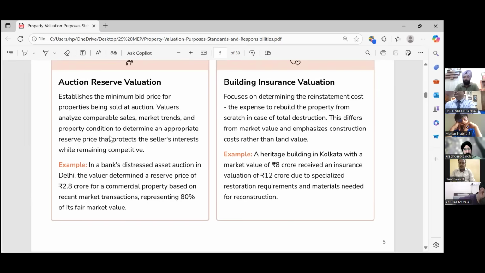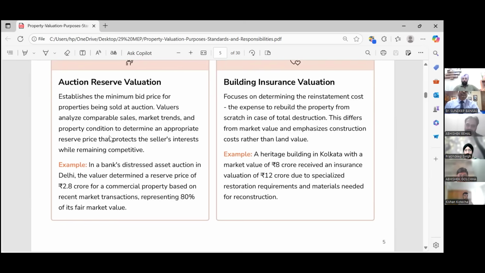Anybody who can tell what is this 80% of fair market value? What is this value called? Distress value. Yes, distress value or forced-sale value. Okay, and then building insurance valuation.